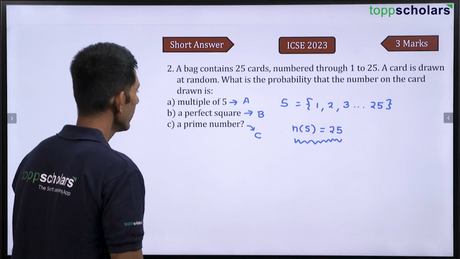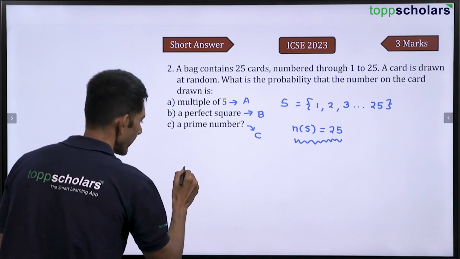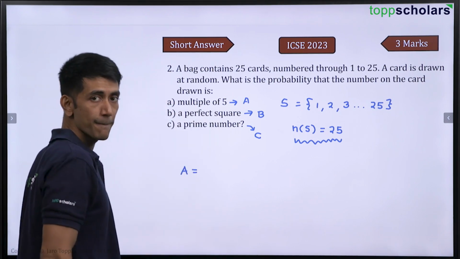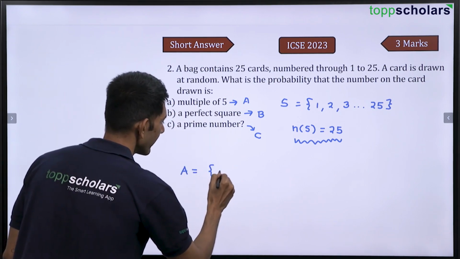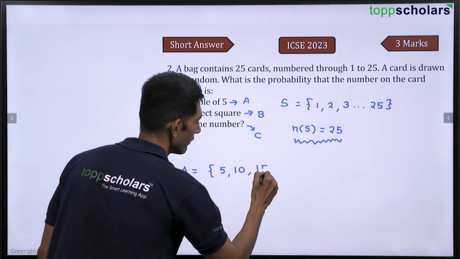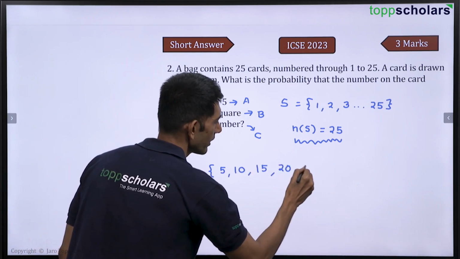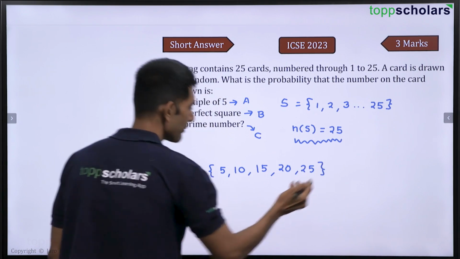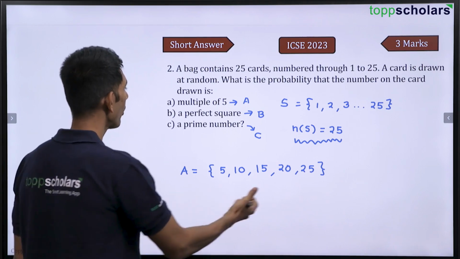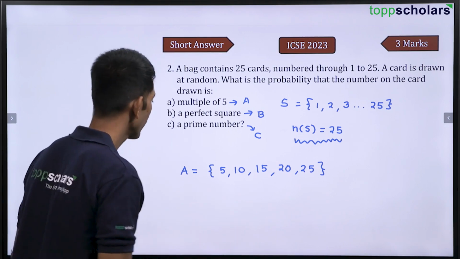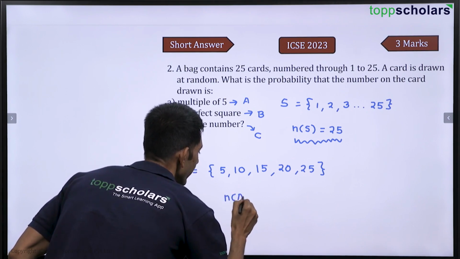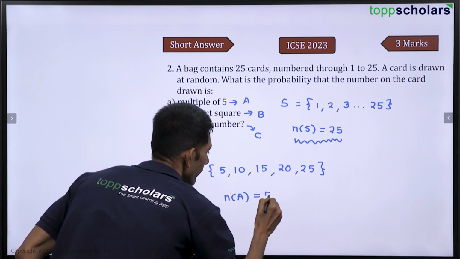Okay. Now multiples of 5. So if A is an event of getting a multiple of 5, can I say in event A, I'll have 5, 10, 15, 20, 25. When I say multiples of 5, I'm talking about the table of 5, right? So these are all the numbers that lie in the multiple of 5. So can I say n of A is 5?